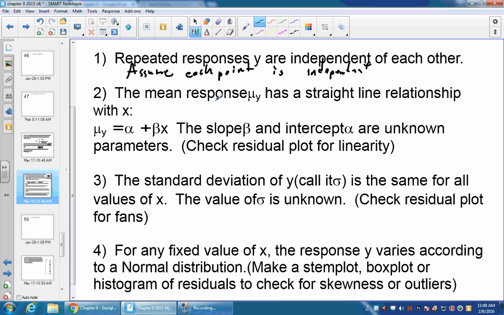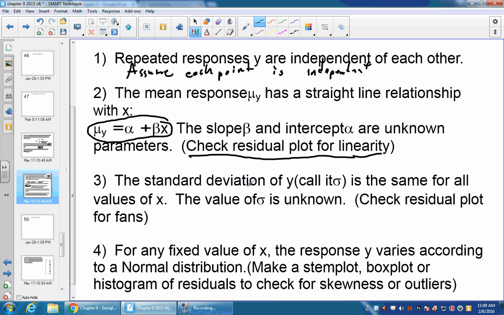Then we want to check to see that the mean relationship, mu of y, has a straight relationship with x. So we're going to check this equation. In order to do that, we check the residual plot for linearity. If our residual plot is scattered, things are going well.